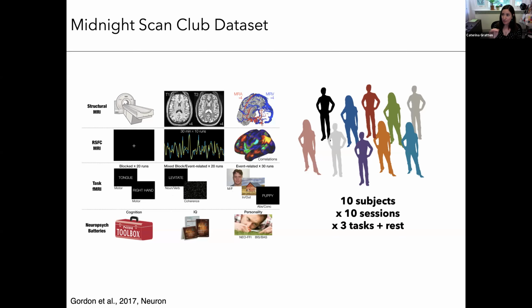I will also note the unusual Midnight Scan name. Why is it called the Midnight Scan Club? It's because all of these data sets were actually collected at midnight, not because they were particularly interested in what's happening at midnight in these participants, but because the scanner was discounted 90% at midnight. So they were able to collect this data set at a fraction of the cost that it might otherwise have been, which gives you maybe inspiration for how you might go out there and collect your own data sets.